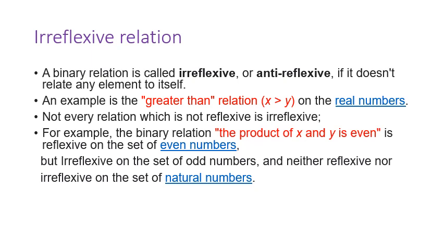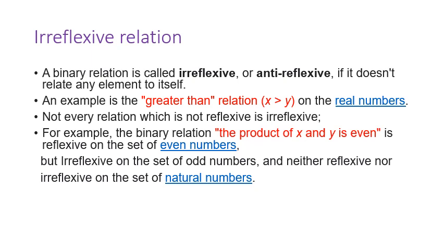But if we consider the set of odd numbers, we cannot see reflexivity there, and it is irreflexive there, because the set of odd numbers means 1, 3, 5, etc. 1 multiplied with 3 gives 3, which is an odd number, but the relation we need here is that the product of x and y is even. But the answer we get when we take the product of two odd numbers is odd. 1 multiplied with 3, 3. 3 multiplied with 5, 15. 3 multiplied with 7, 21. Okay, so these are odd numbers and there is no reflexivity, so it is irreflexive there.